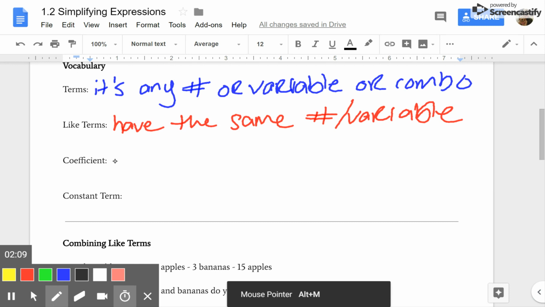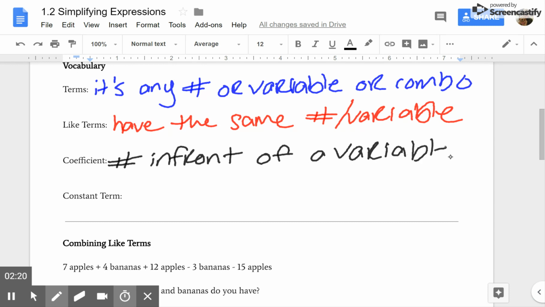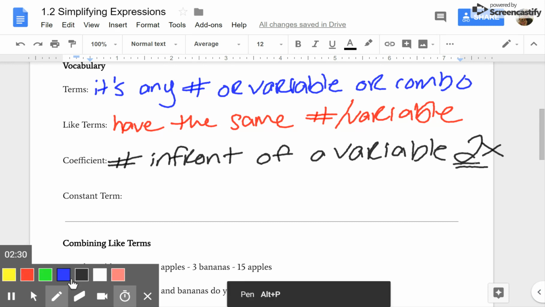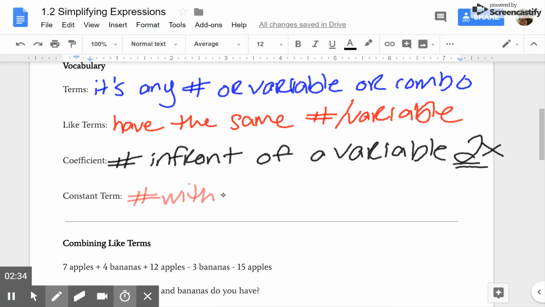A coefficient is a number in front of a variable. So I'll give you an example. In the 2x, 2 would be the coefficient. And then a constant is a number without variables. So for instance, just like 5.